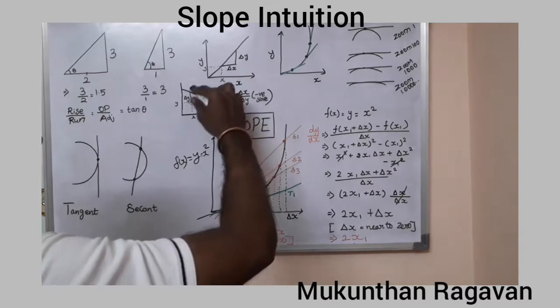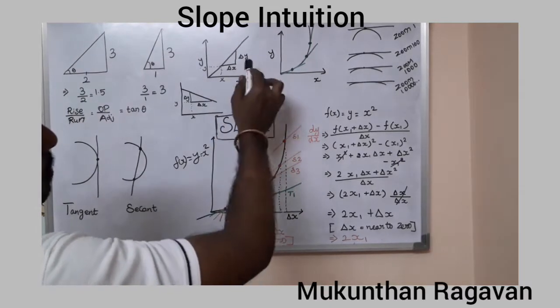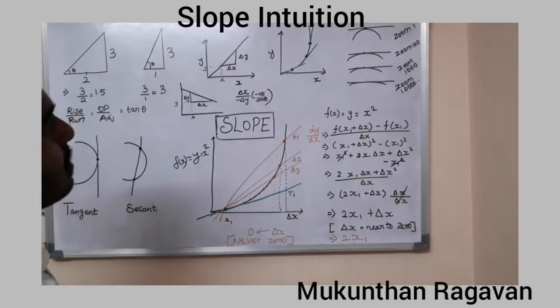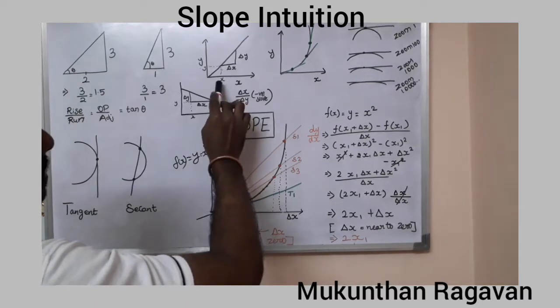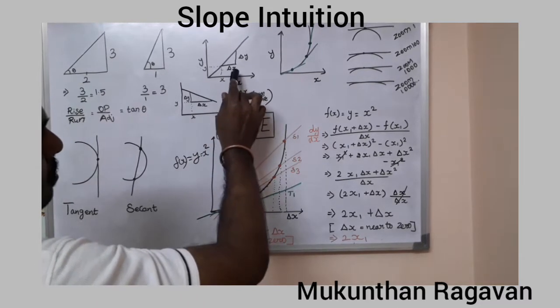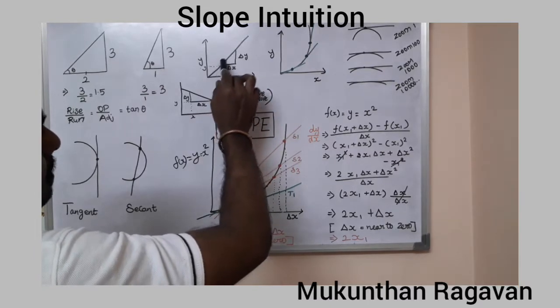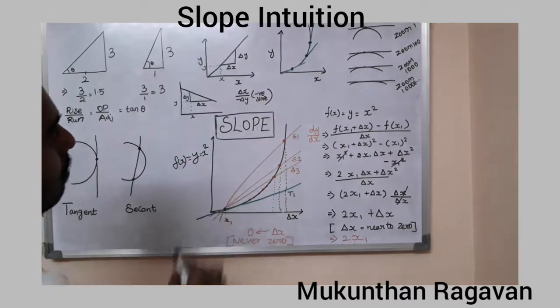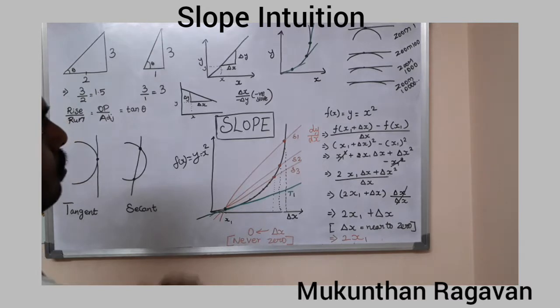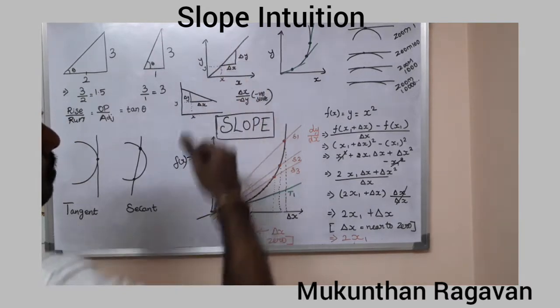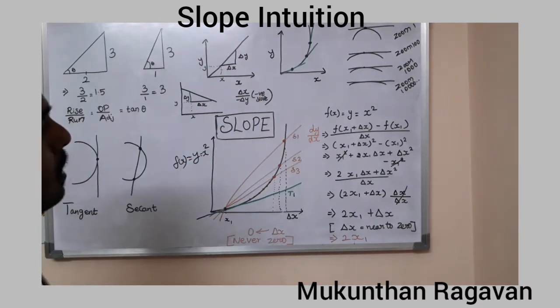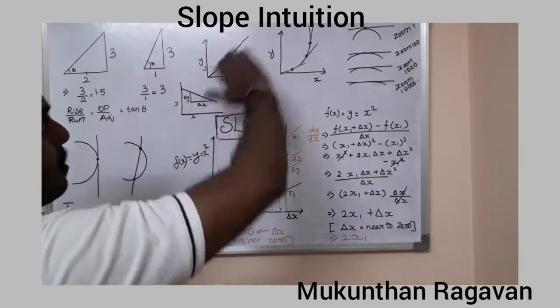In this case, since it's a straight line, the slope will be delta y by delta x. In this case, x changes by delta x in the positive direction, and in the same way y increases by delta y in the positive direction. So if you take the ratio between these two variables, it gives a positive output, which means that the slope is positive.